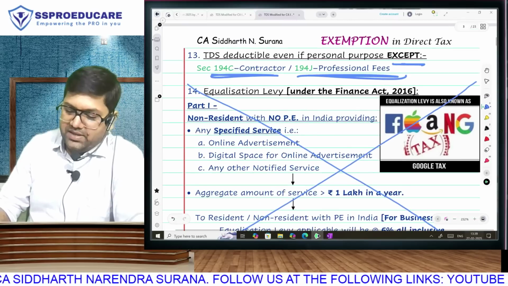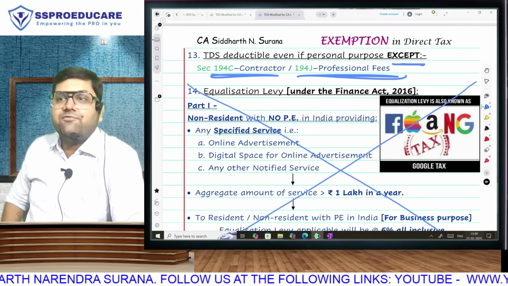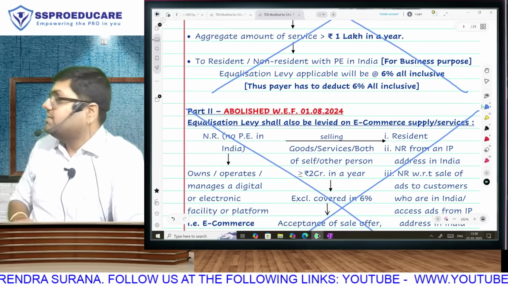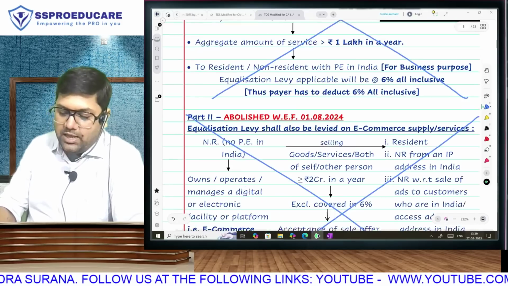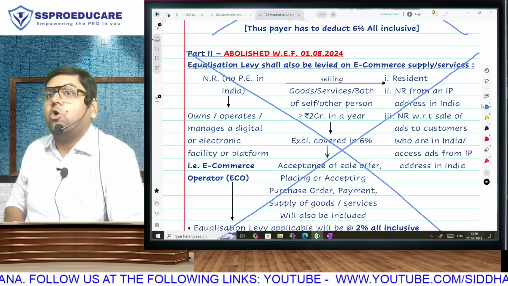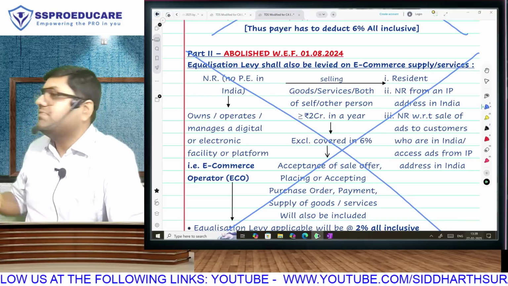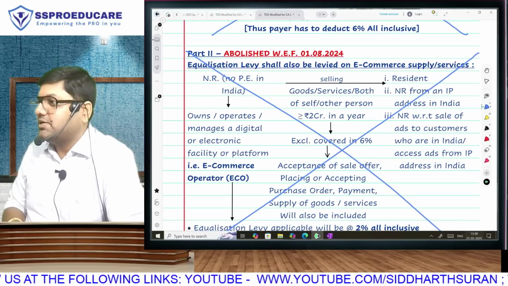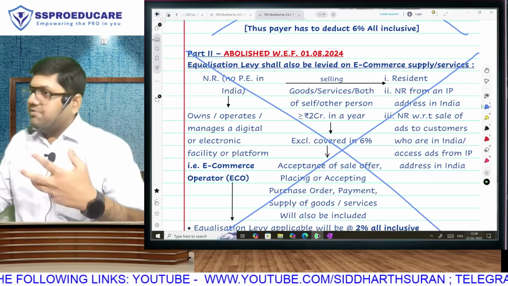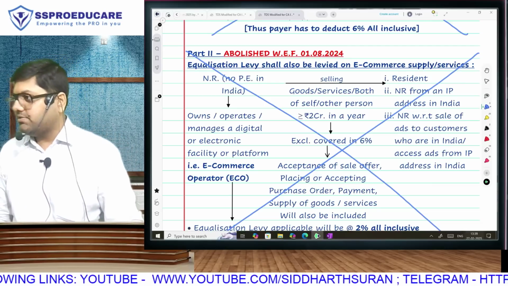Fantastic. Next, we have a concept called equalization levy, which is a very important part of CA final. A lot of questions come on that, but intermediate is removed. Equalization levy has two parts, part 1 and part 2. Part 2 is to be abolished from the law also from 1st August. So when you come to CA final also, you may not have the privilege of learning part 2. That's not a privilege, by the way. Be happy that you don't have to learn it. Part 1 will be there. We will discuss when you come to CA final. But in the inter syllabus, equalization levy is not there.